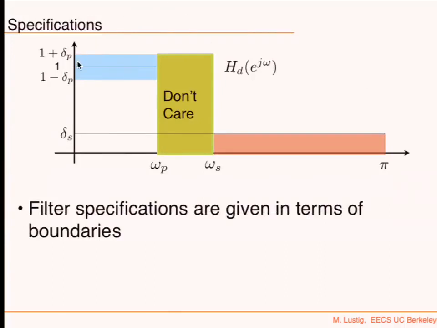This is a different constraint. In this case, I have some ripple in the passband I'm going to allow, 1 plus delta P and 1 minus delta P. And there's some ripple in the stopband I'm going to allow, which is just delta S. Okay? So these are the specs now. No more deviation than plus minus delta P in the passband. No more deviation than delta S in the stopband. Now, how do I do this?